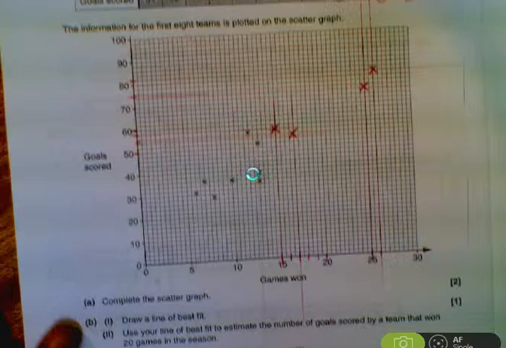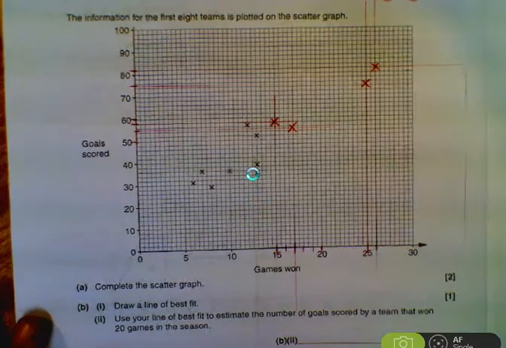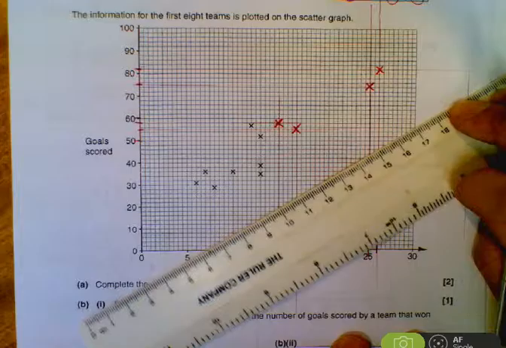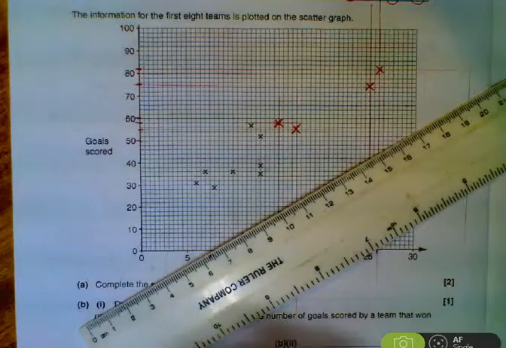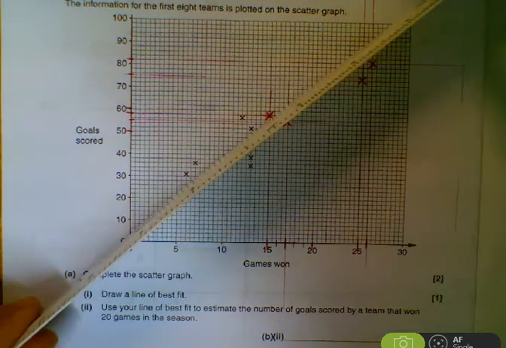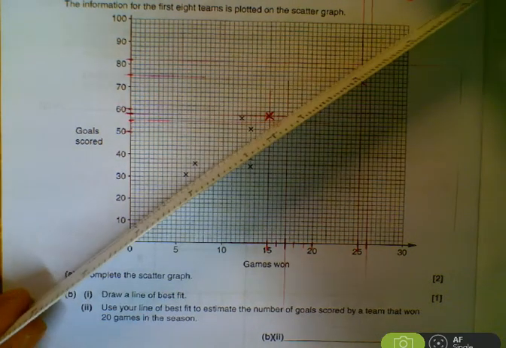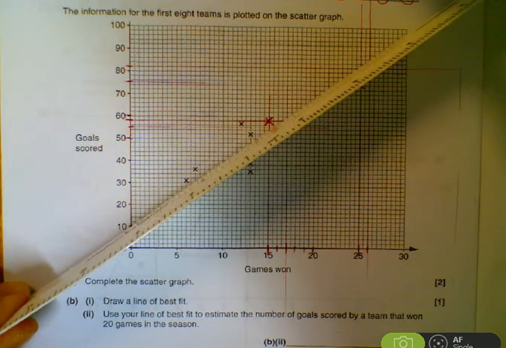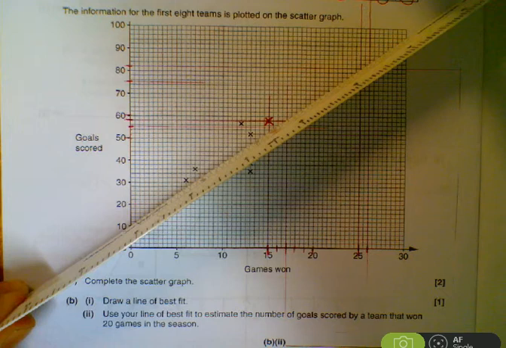Okay, so now I've got to draw a line of best fit. So the guidance for drawing a line of best fit is that we need to try and get the same number of points above and below our line. So we take a ruler, flip it up so it's vertical to the page, and then put our eye over the top of it, making sure our ruler is straight of course, so that half the points are above the line and half are below.